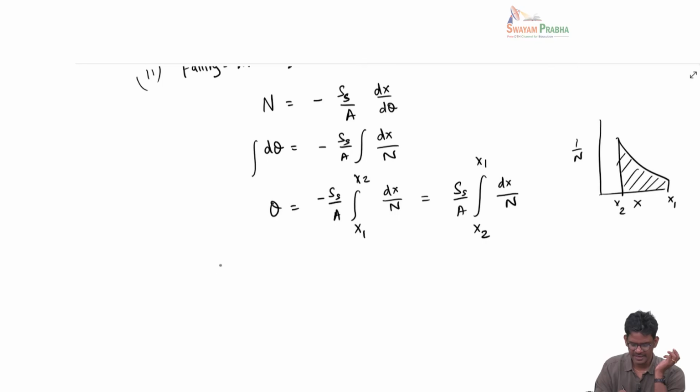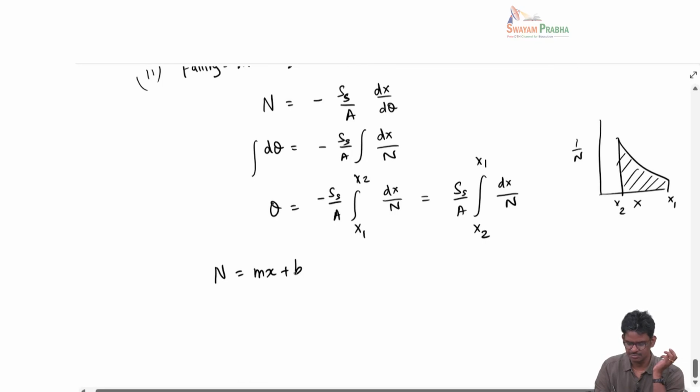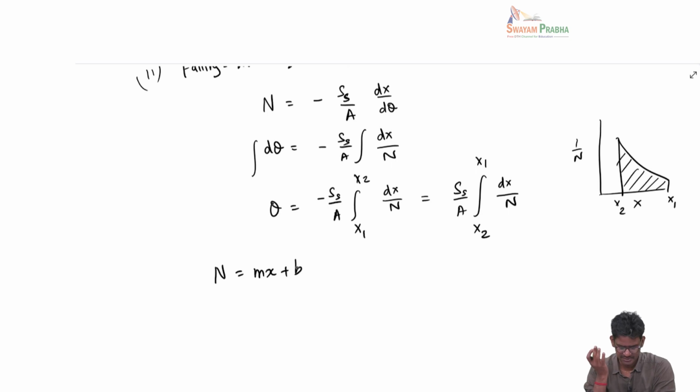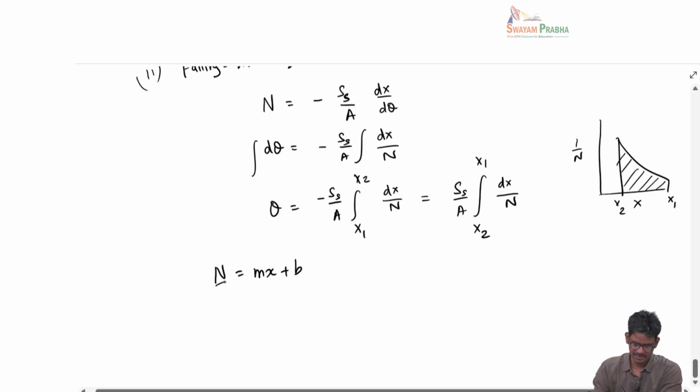Now suppose, if you are lucky, the falling rate follows a linear straight line. We can then try to do this analytically instead of graphically. Let's say in the falling rate we find that N is given as something like mX plus b. It need not always be the case, but in some drying tests we see that the falling drying rate can be given as a linear equation.